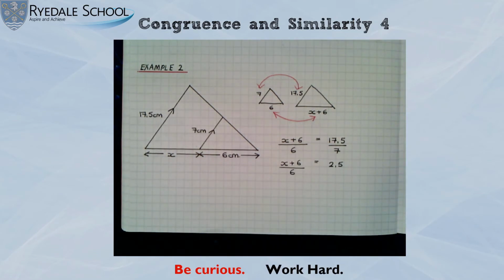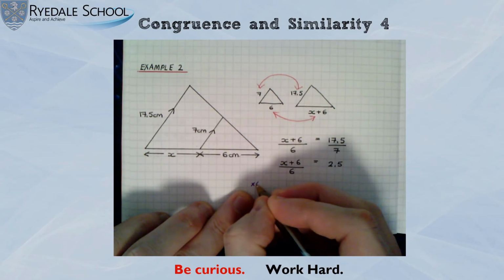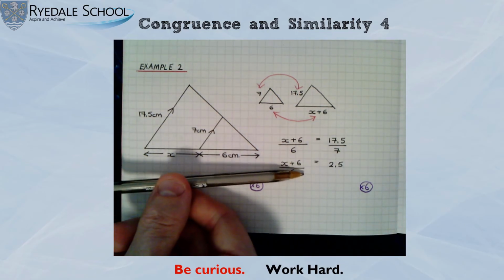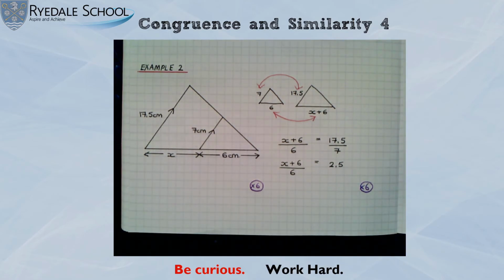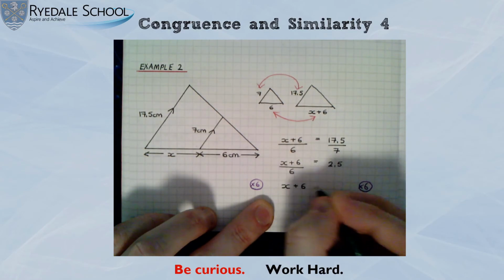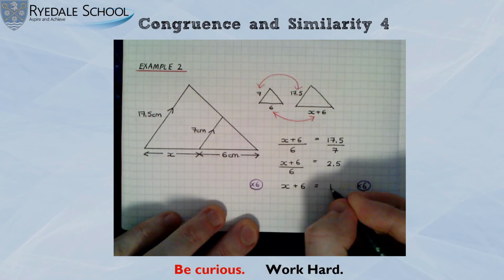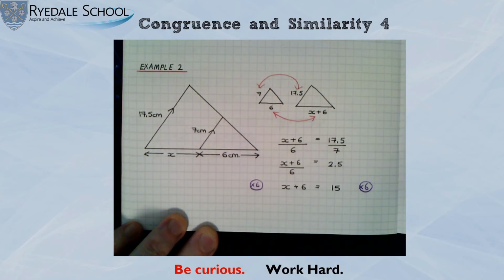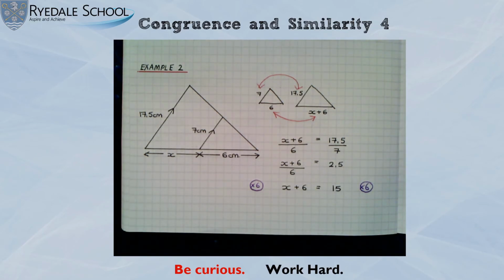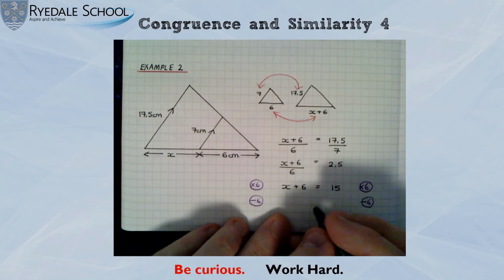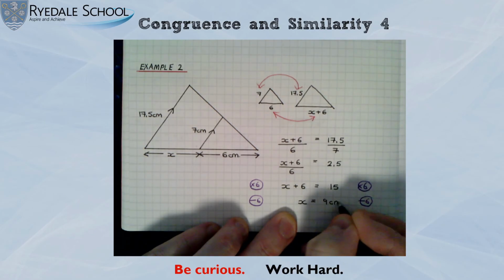And now I just need to solve this equation. So I'm going to first of all resolve this divide by 6 by multiplying each side by 6. So remember, multiplying by 6 just removes the divide by 6, so I will be left with the numerator. So that is x plus 6 equals 2.5 times by 6. Well, 2 6s is 12, and half a 6 is 3, so that is 15. And then I just need to subtract 6 from both sides. And when I subtract 6 from both sides, x equals 9 centimetres.